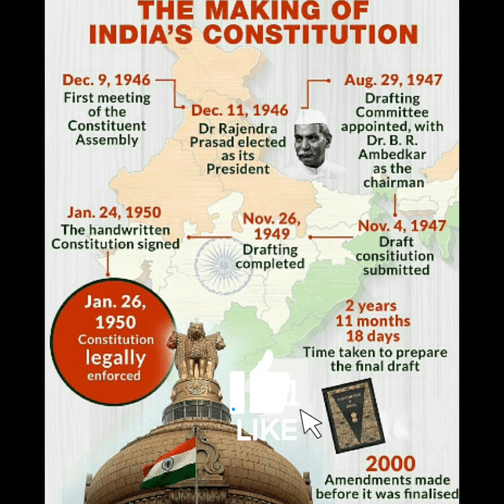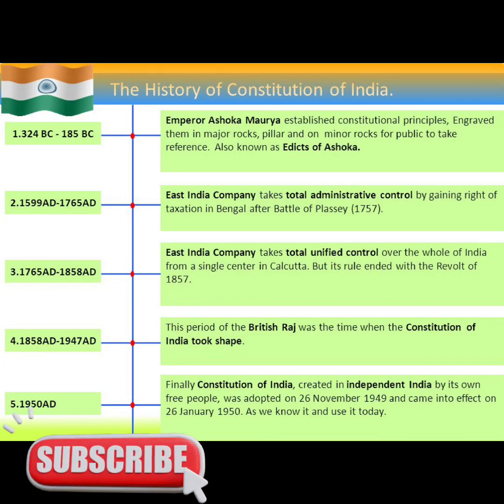Freedom of the press is implicit in Article 19(1)(a), that is, the freedom of speech and expression, subject to reasonable restrictions. The 44th Amendment Act 1978 repealed the right to property from the list of fundamental rights and added Article 300(a), that is a constitutional right. So, the right to property, after the 44th Amendment, is not a fundamental right. It is a constitutional right.